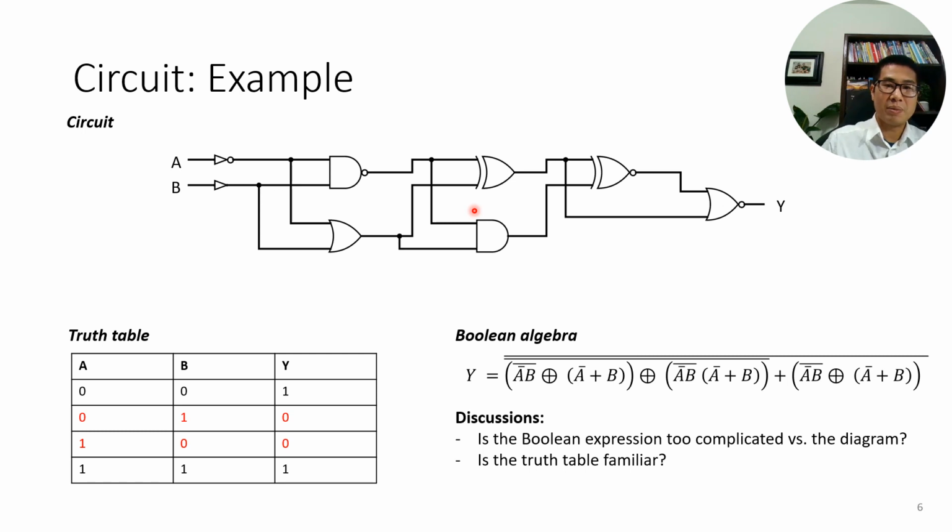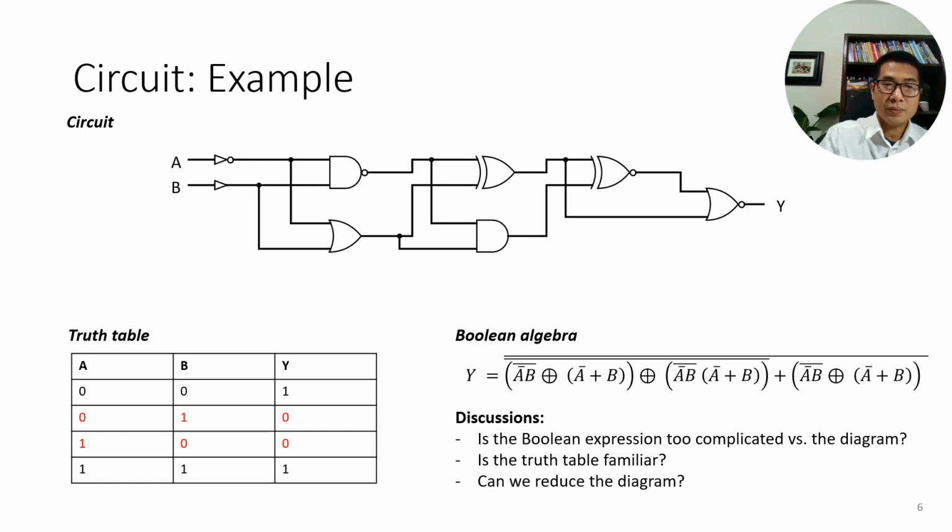But another problem is, is the truth table familiar? You see this truth table, is it familiar? I think yes, right? You'll see it is actually the negated version of the exclusive OR, or it is the XNOR. Which means that this circuit is not optimal. Okay, this circuit is not optimal.